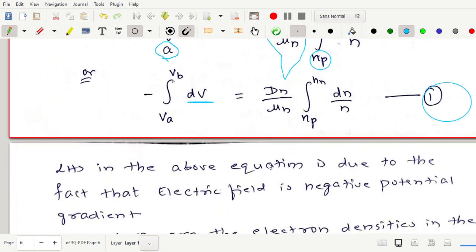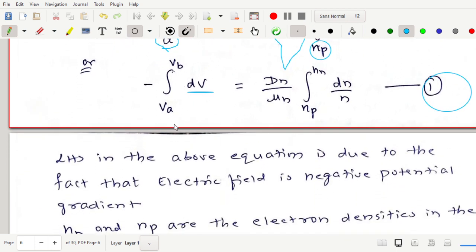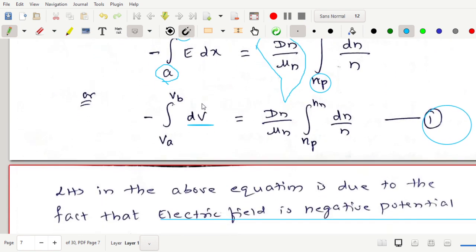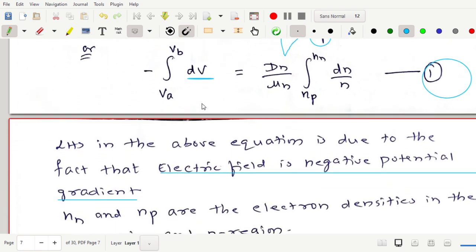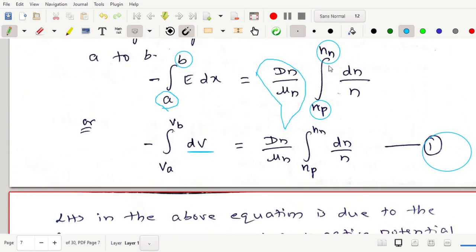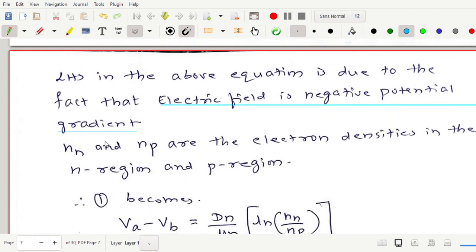Now the LHS in the above equation is due to the fact that electric field is the negative potential gradient. So we know that dv by dx is equal to minus E. That's why we get dv here. And now on the RHS, what are these? n subscript n and n subscript p.